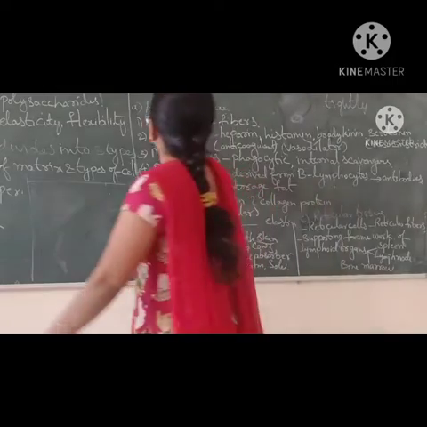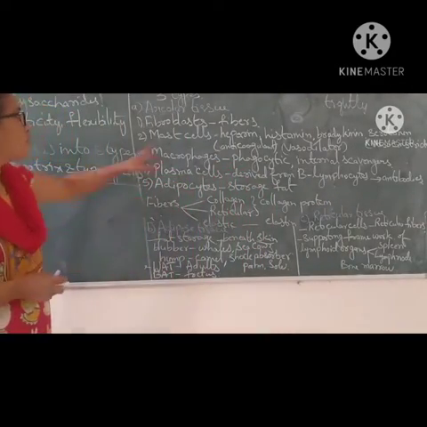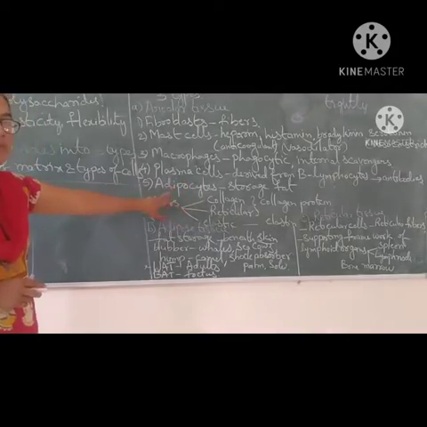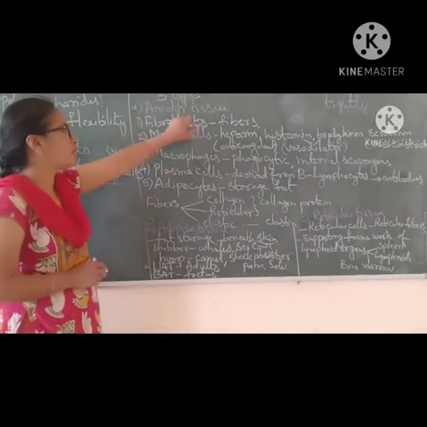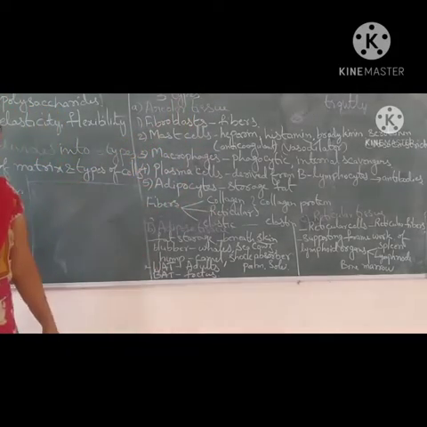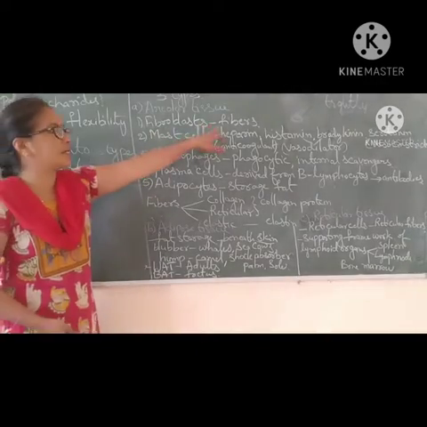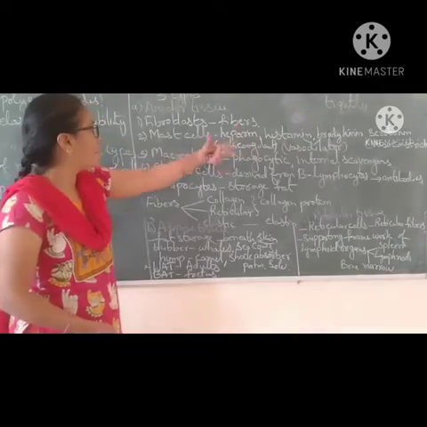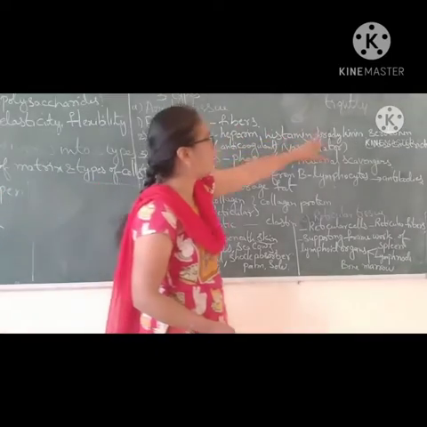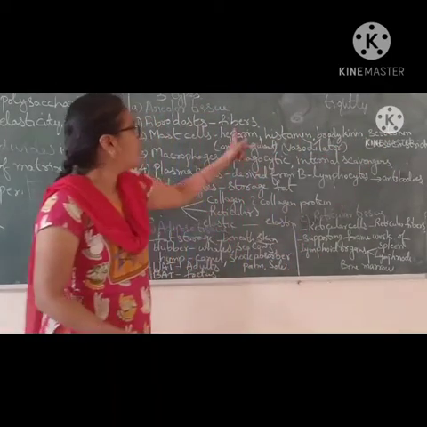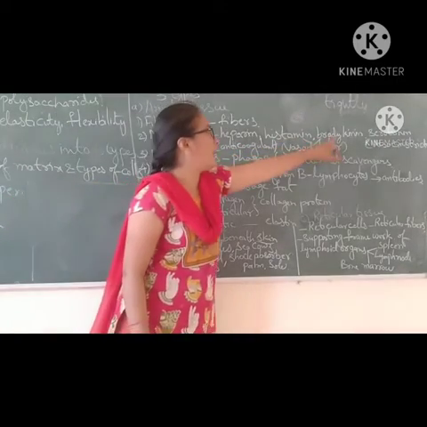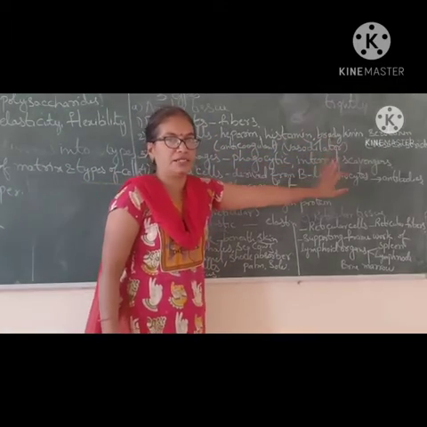These areolar tissues contain 5 types of cells. What are they? Fibroblasts, mast cells, macrophages, plasma cells and adipocytes. Fibroblasts are mother cells, they produce the fibrocytes and they secrete the fibers. Mast cells mainly secrete heparin, histamine, bradykinin and serotonin. Heparin is the anticoagulant, and histamine and bradykinin are vasodilators.